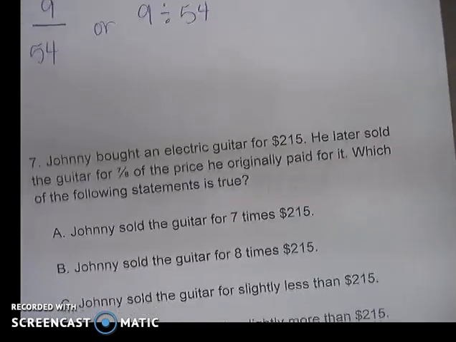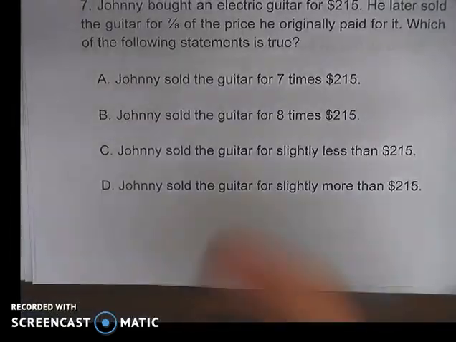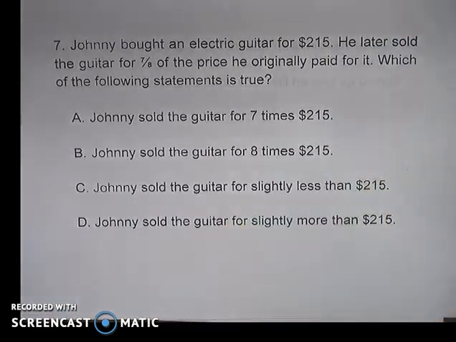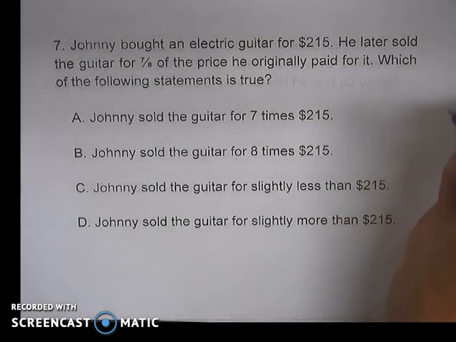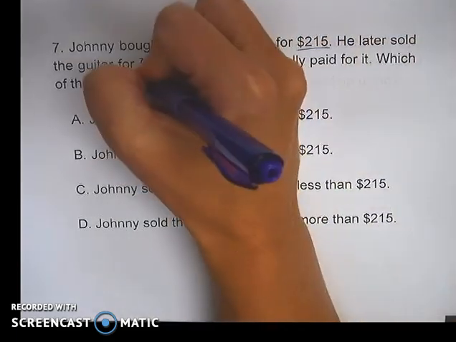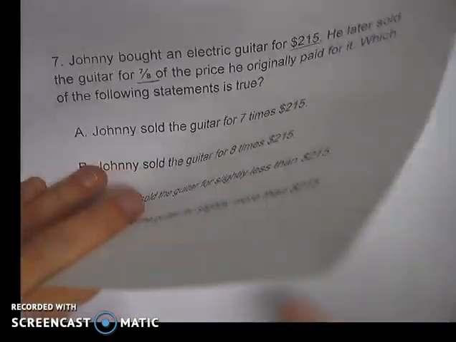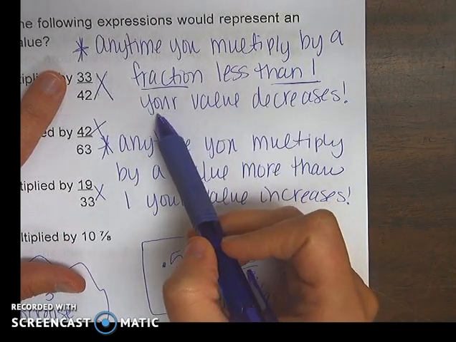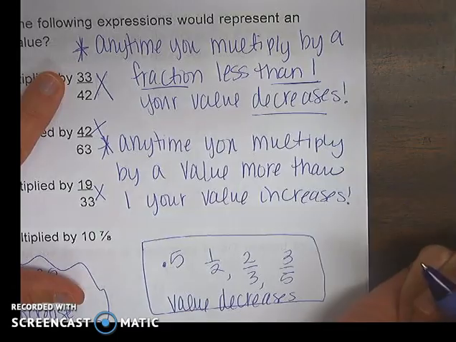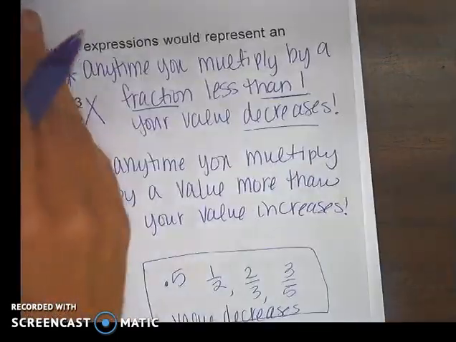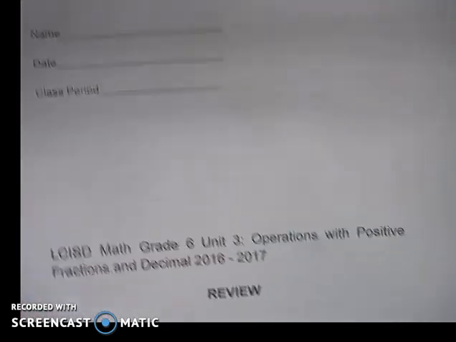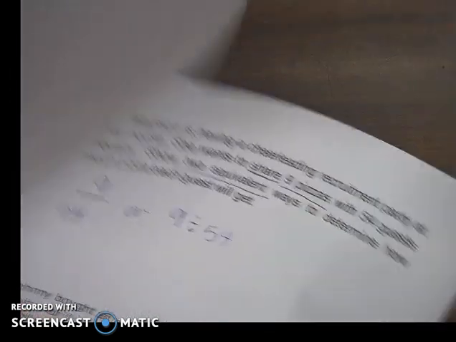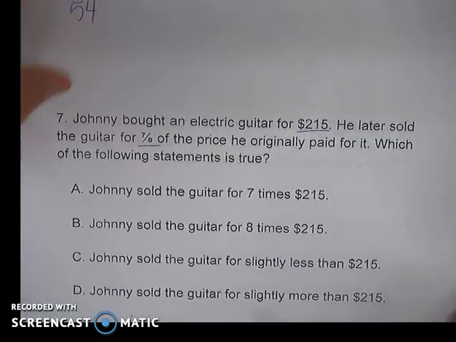Okay, number 7 says, Johnny bought an electric guitar for $215. He later sold the guitar for 7/8 of the price he originally paid for it. Which of the following statements is true? Okay, if you will look back on problem number 2, we wrote a couple of notes. It says anytime you multiply by a fraction less than 1, your value what? Decreases. So he bought a guitar and then he sold it for 7/8 of the price.